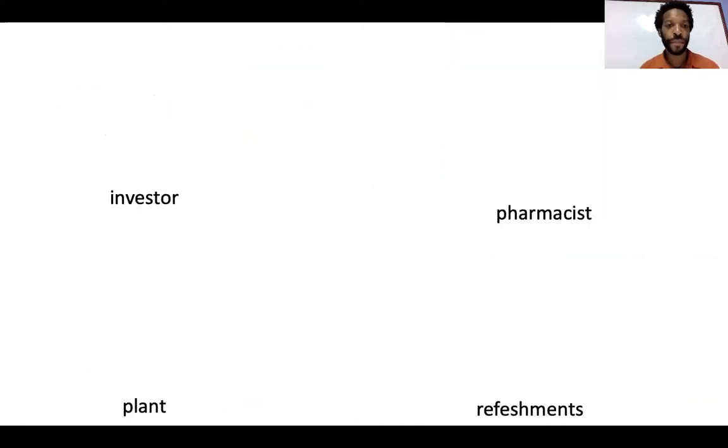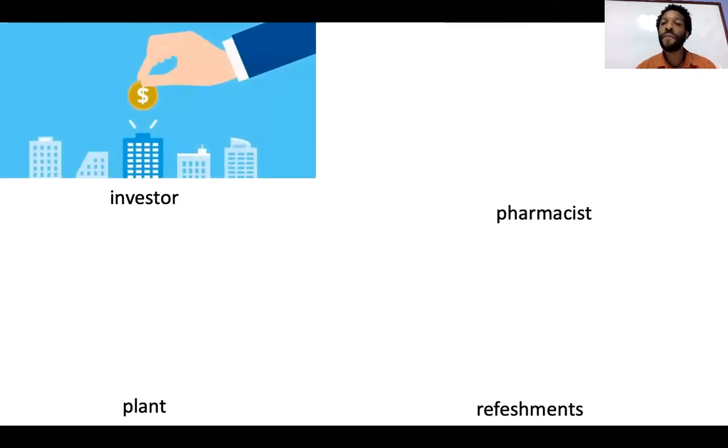Next, an investor. An investor is someone that puts money into a company. So let's say I put money into Apple Computers. I am an investor of Apple Computers. I put my money into that company.